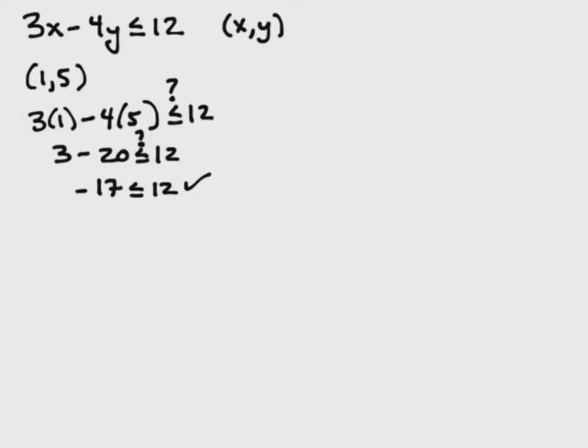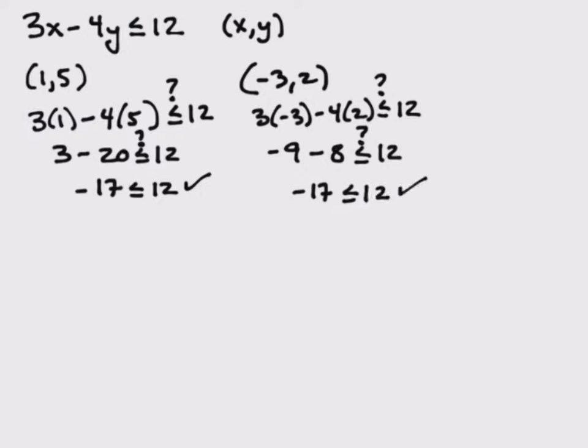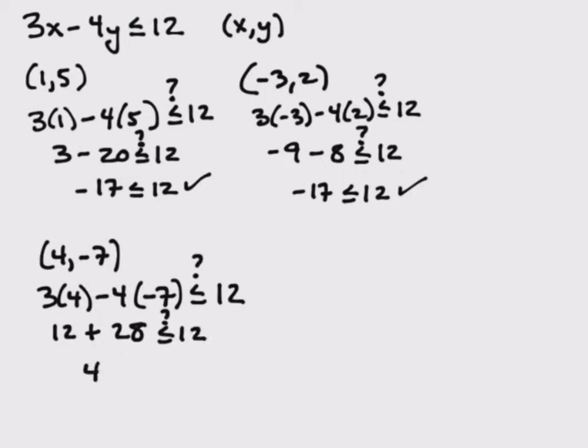Awesome, that one worked. What about negative 3 comma 2? That ordered pair also worked. What about 4 comma negative 7? So the ordered pair 4 comma negative 7 doesn't work.